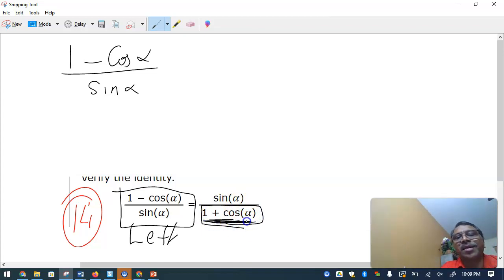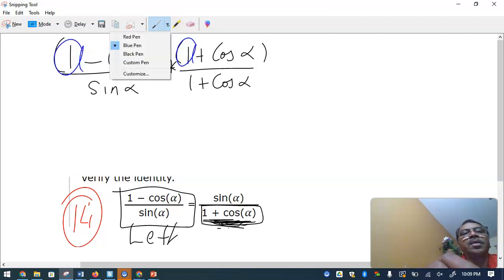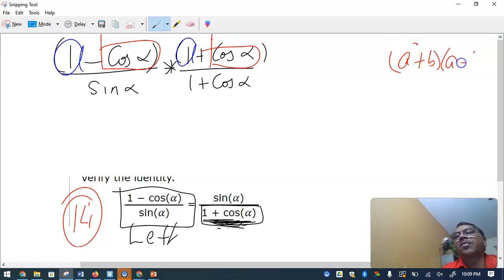So I'm going to use that trick. Because of this, I'll just multiply. Okay, let's multiply up and down by 1 plus cosine of alpha, 1 plus cosine of alpha. And this is 1 minus. So the top part, clearly you see this is like A and this is B. So we can use the trick that A plus B times A minus B is A square minus B square. So we can use that.